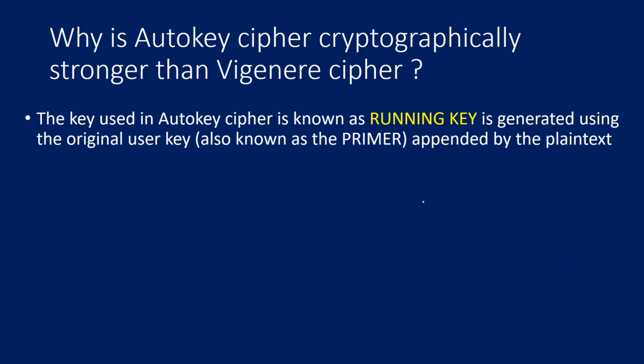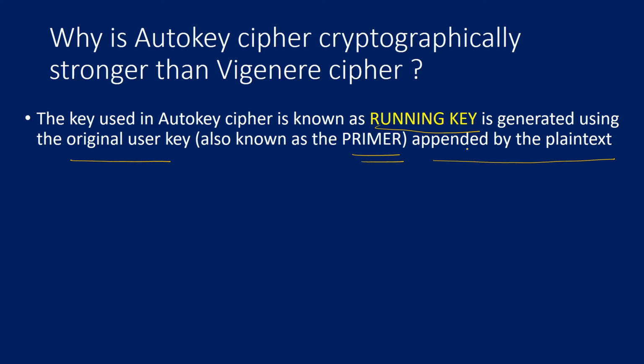by using a key which is known as running key, and the running key is generated by using the original key which is known as the primer appended by the plain text. So usually the plain text is much larger than the length of the key. So how to make the length of the key large? Rather than repeating the keyword as in case of Vigenère cipher, in Autokey cipher the algorithm takes the original key known as the primer and appends it with the plain text. This new key that is formed after appending with the plain text is known as a running key.